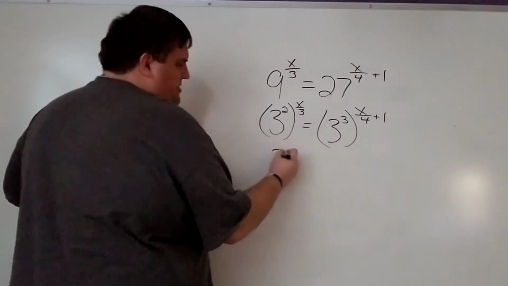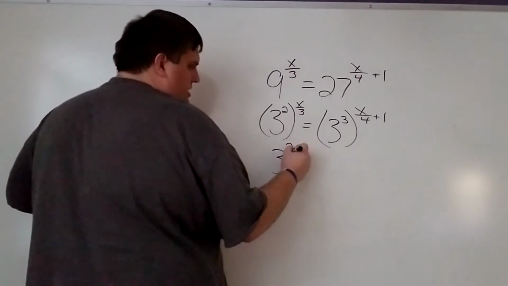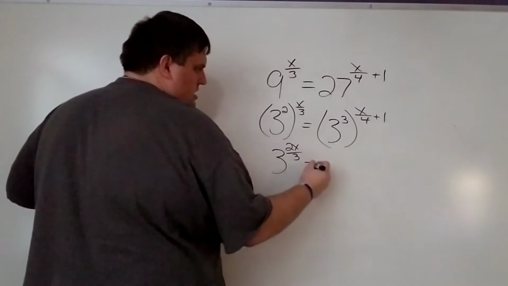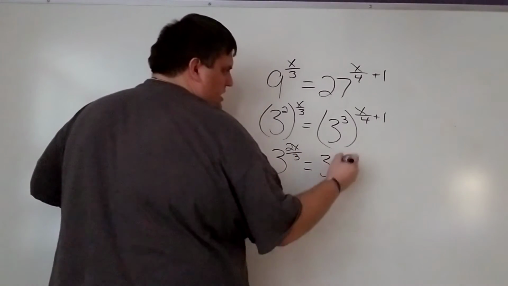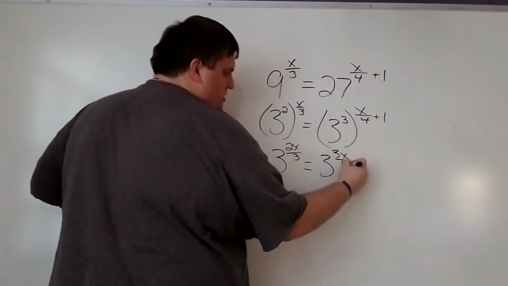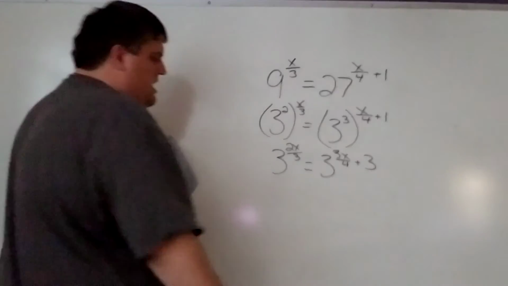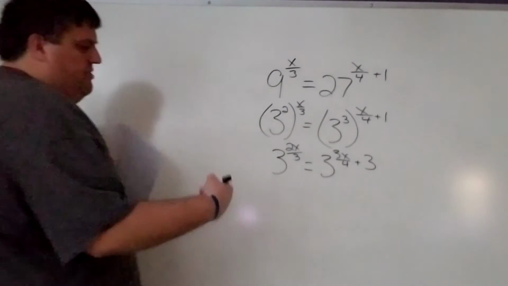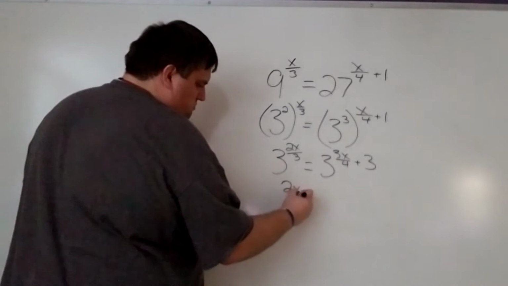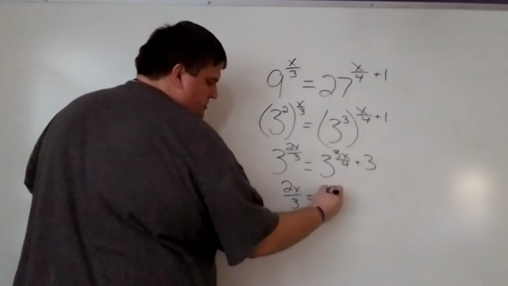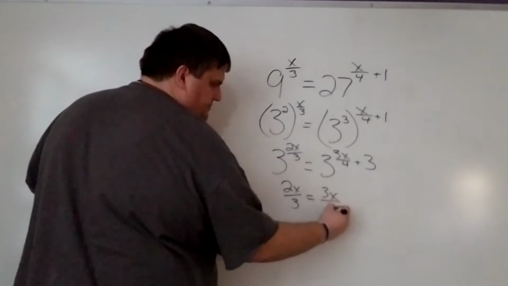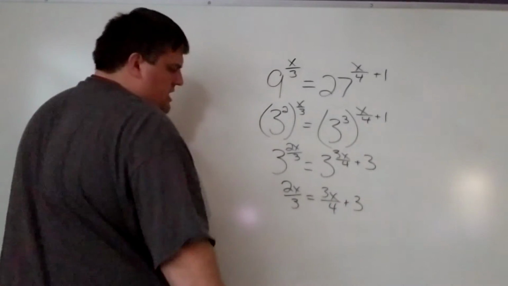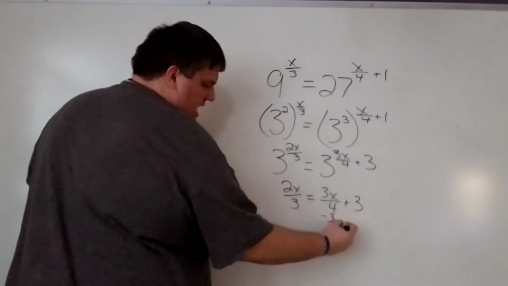So distribute. That'll give us 3 to the 2x over 3. Over here, that's going to give us 3 to the 3x over 4 plus 3. And then we can drop the base because they're the same. So 2/3 x equals 3/4 x plus 3. Subtract 3/4 x.